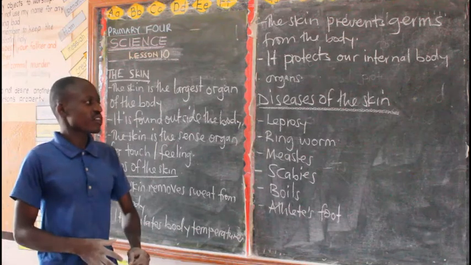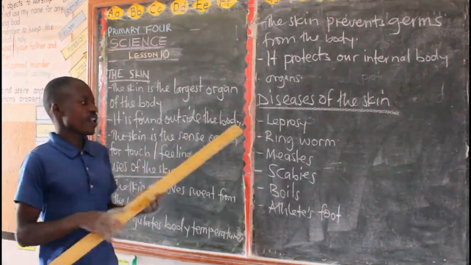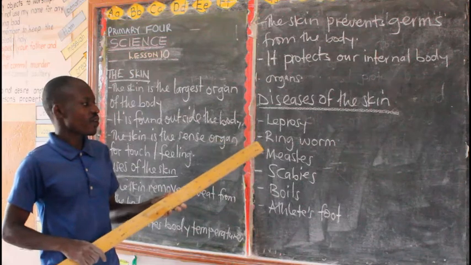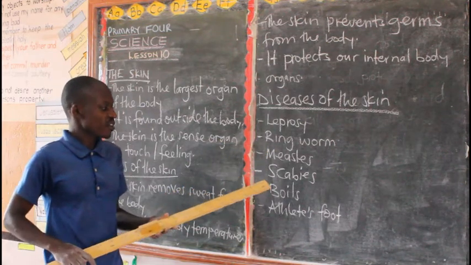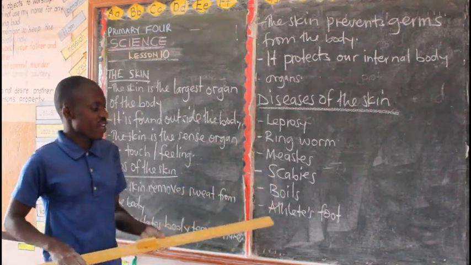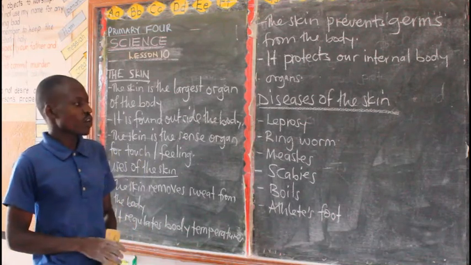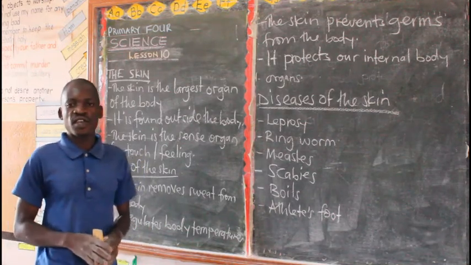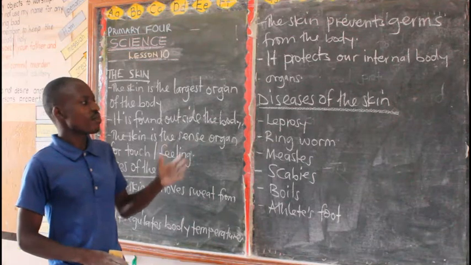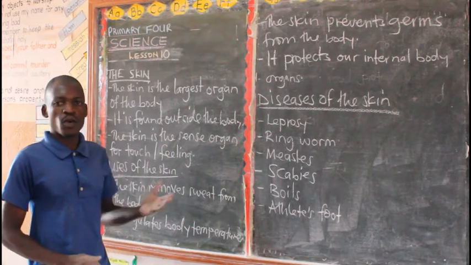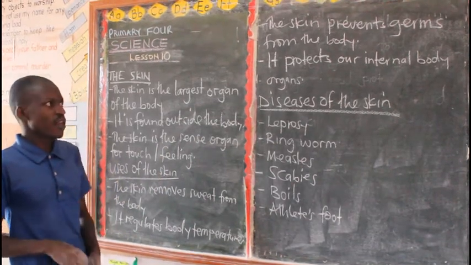Then diseases of the skin, we have one, leprosy. Then we have ringworms, measles, scabies, boils, and athlete's foot. Those are some of the diseases that can affect our skin. We shall elaborate this more when we reach P7, when we shall be talking about the human skin.